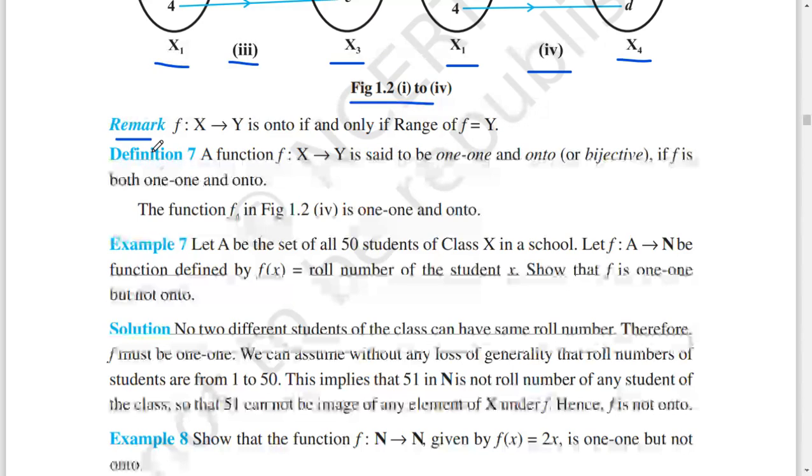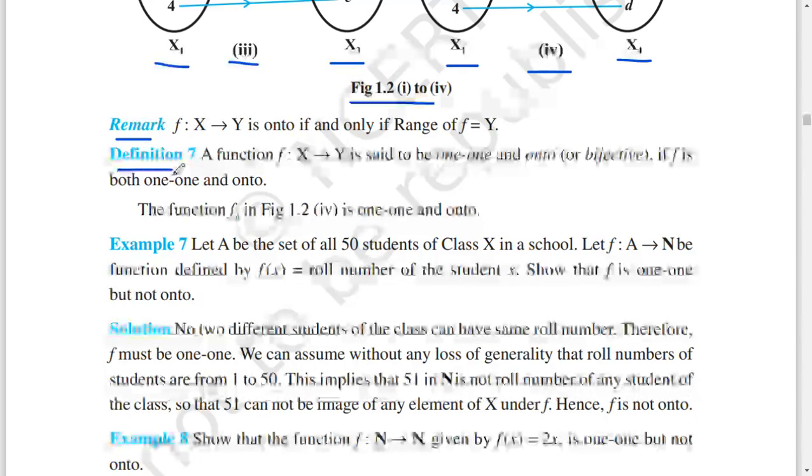Remark: f from X to Y is onto if and only if the range of f equals Y. Definition 7. A function f from X to Y is said to be one-one and onto, or bijective, if f is both one-one and onto. The function f4 in figure 4 is one-one and onto.